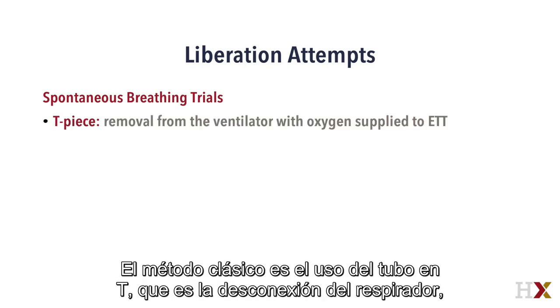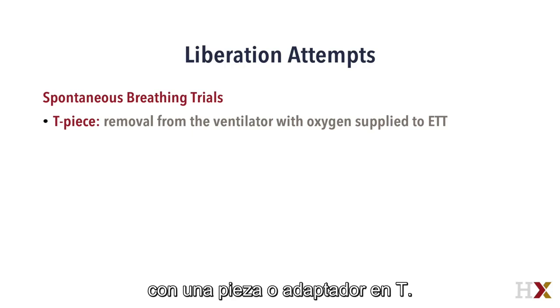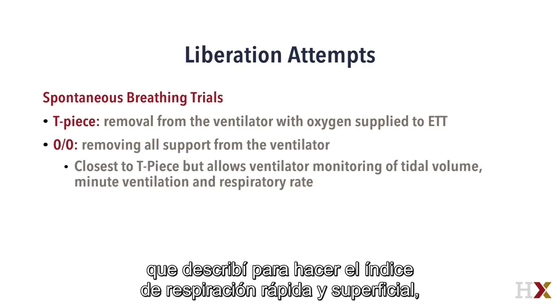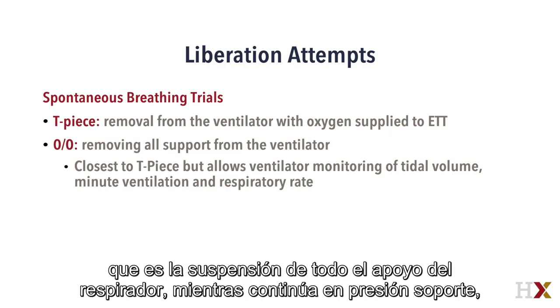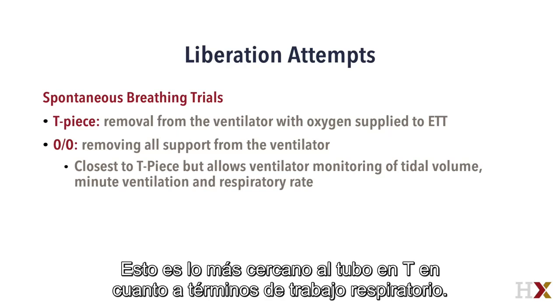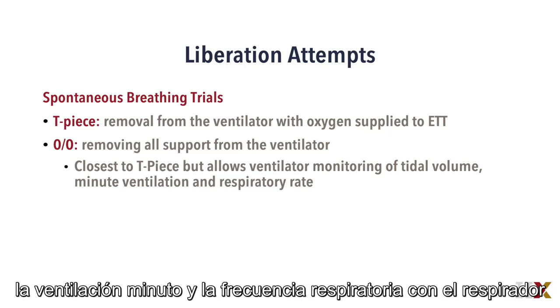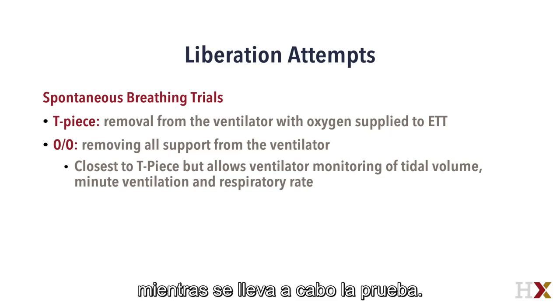The classic method is T-piece, which is removal from the ventilator and oxygen is supplied to the endotracheal tube with a T-piece adapter. Another technique is the same technique I described for doing the Rapid Shallow Breathing Index, which is removing all the support from the ventilator while on pressure support, so 0 on 0. This is the closest to T-piece in terms of work of breathing. However, the benefit is that it allows you to monitor the tidal volume, minute ventilation, and respiratory rate with the ventilator while performing the test.